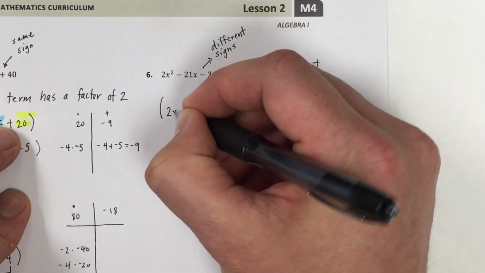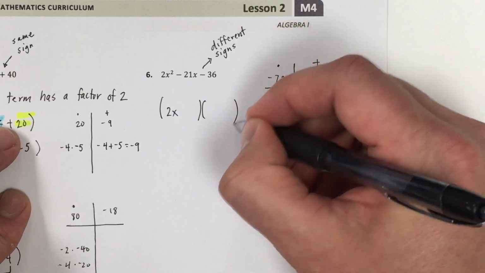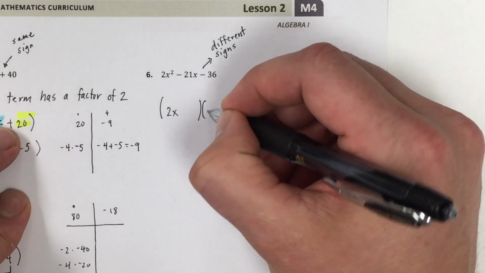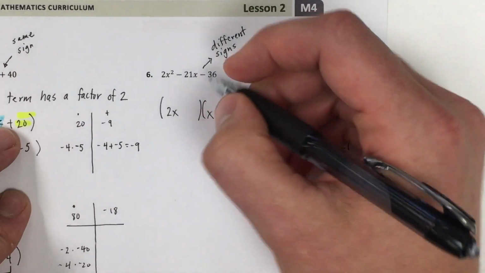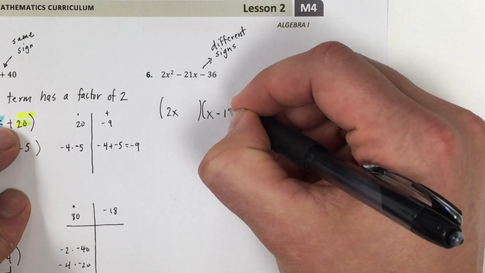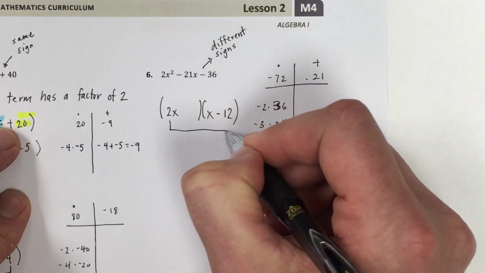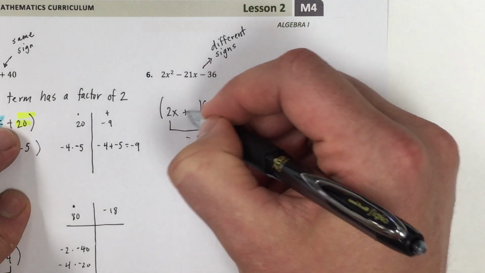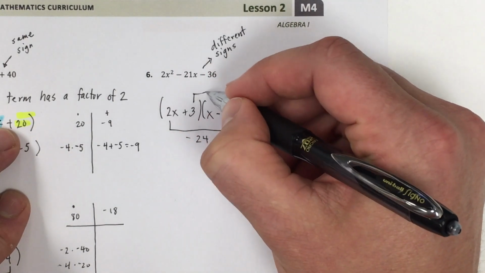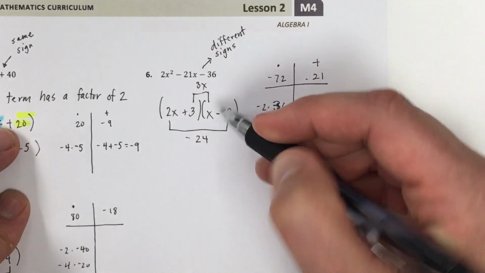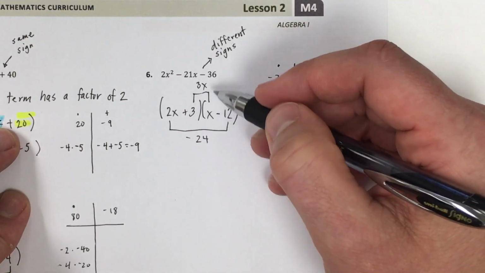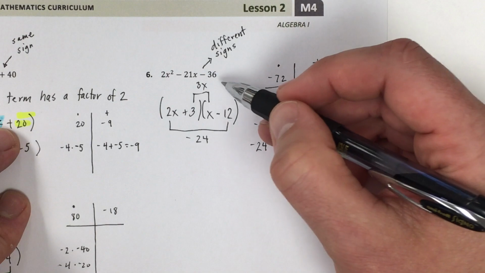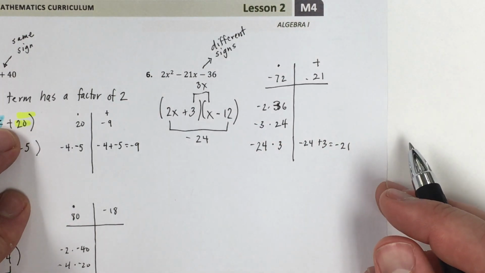So I break this up. This does only have prime factors. I put the negative 12 in there because negative 12 times 2 gives me my negative 24. And I put the positive 3 because 3 times x gives me 3x. That sums to negative 21 like I want. The product of 3 and negative 12 is negative 36.